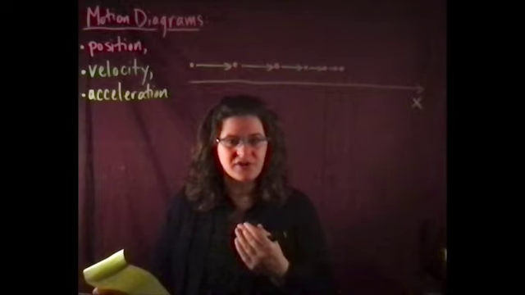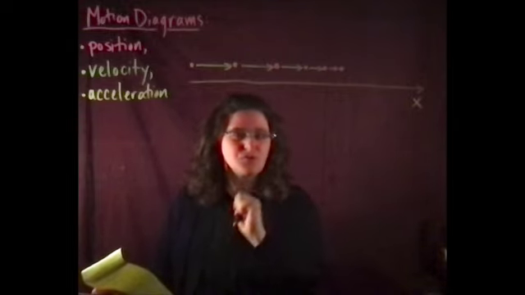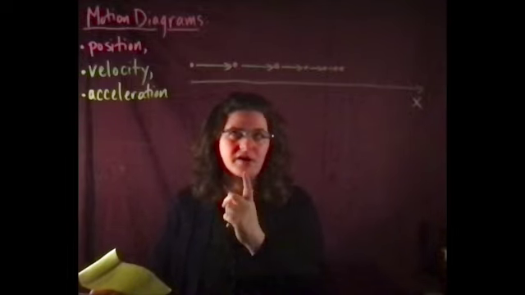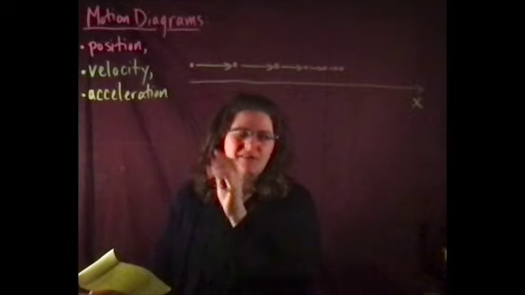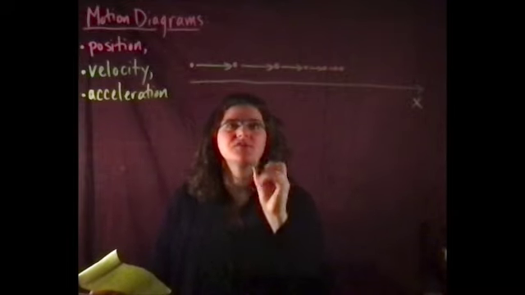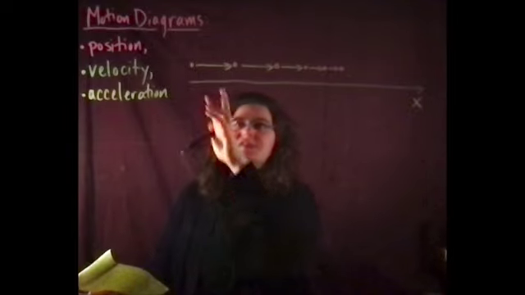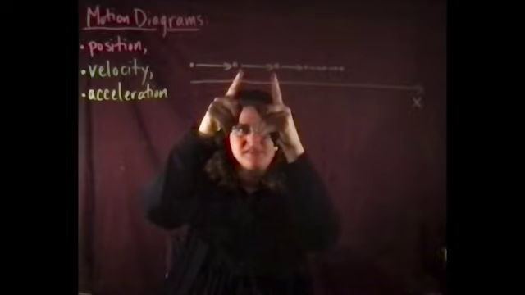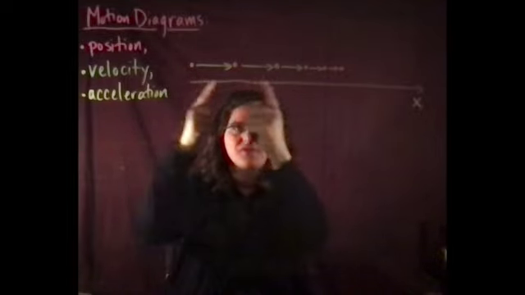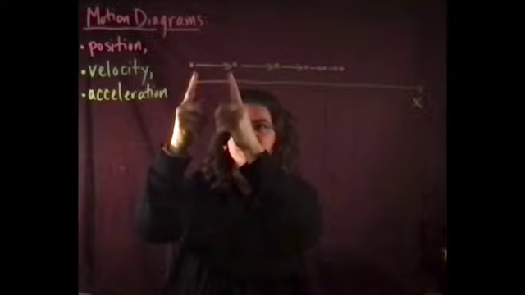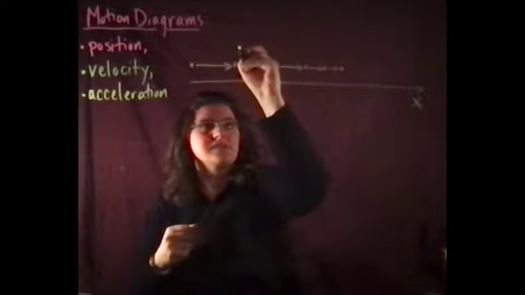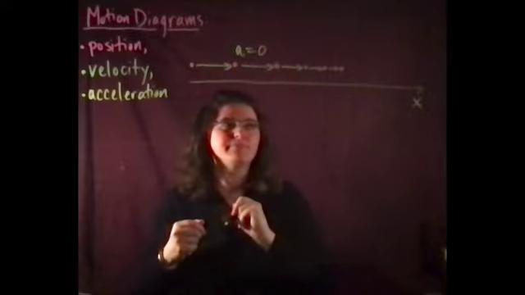The acceleration vectors are the difference between the final and the initial velocity at any one instant, or one small amount of time. So for example, between here and here, there is no acceleration because these two velocity vectors are the same length. And so if I subtract the first one from the final one, I'm going to get 0. So there's 0 acceleration here.